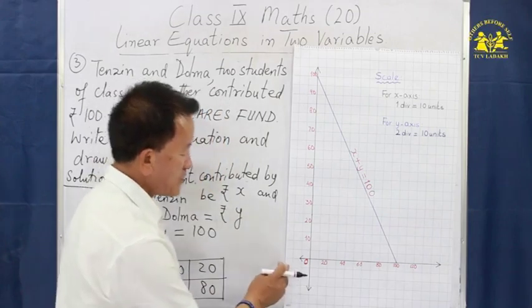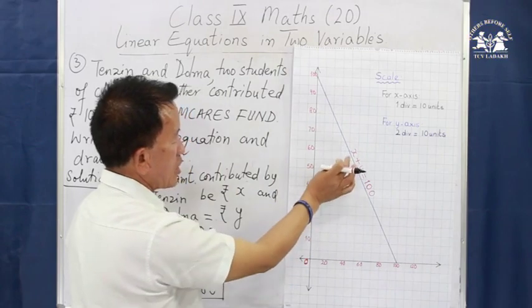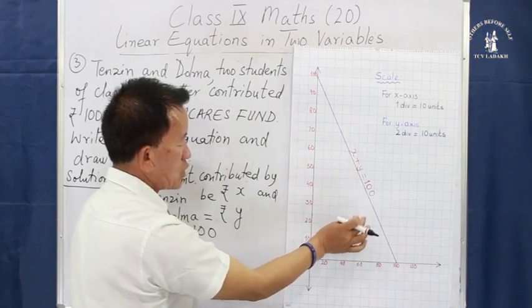Okay, now this is the graph of the equation x plus y is equal to 100.